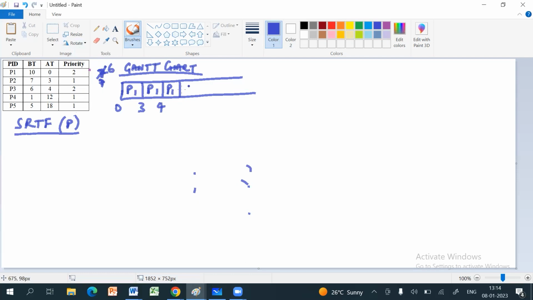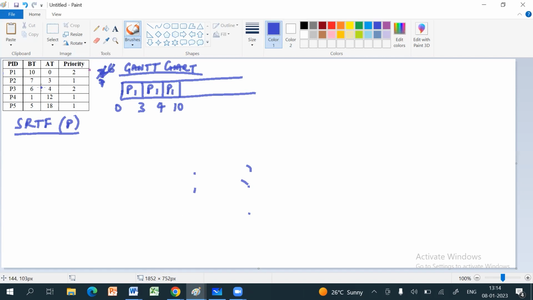The next interrupt is at 12, but we don't need so much because the remaining time is only 6. So it will continue till 10. So P1 has completed now, right? Now, because P4 and P5 are yet to arrive, I can't stay idle. So P2 and P3 will again be given a chance because they are in the wait queue right now.